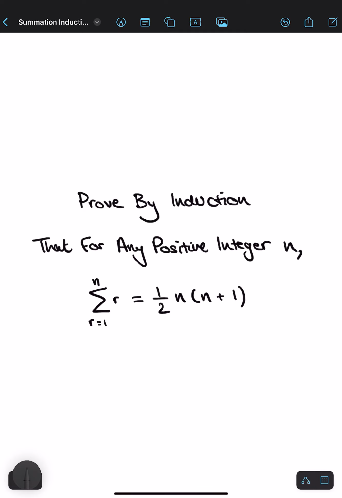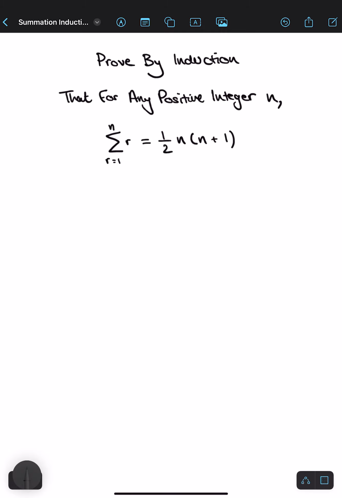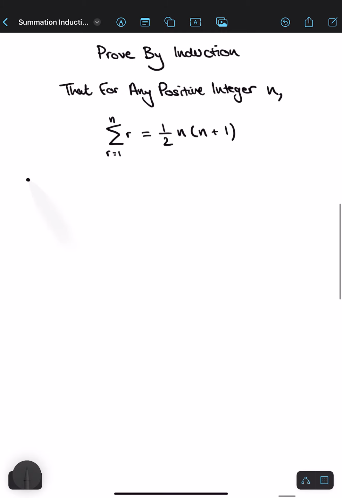Prove by induction that for any positive integer n, the sum of the first n natural numbers is equal to a half n times n plus 1. Whenever you do a proof by induction question, there are always 4 steps you need to follow.